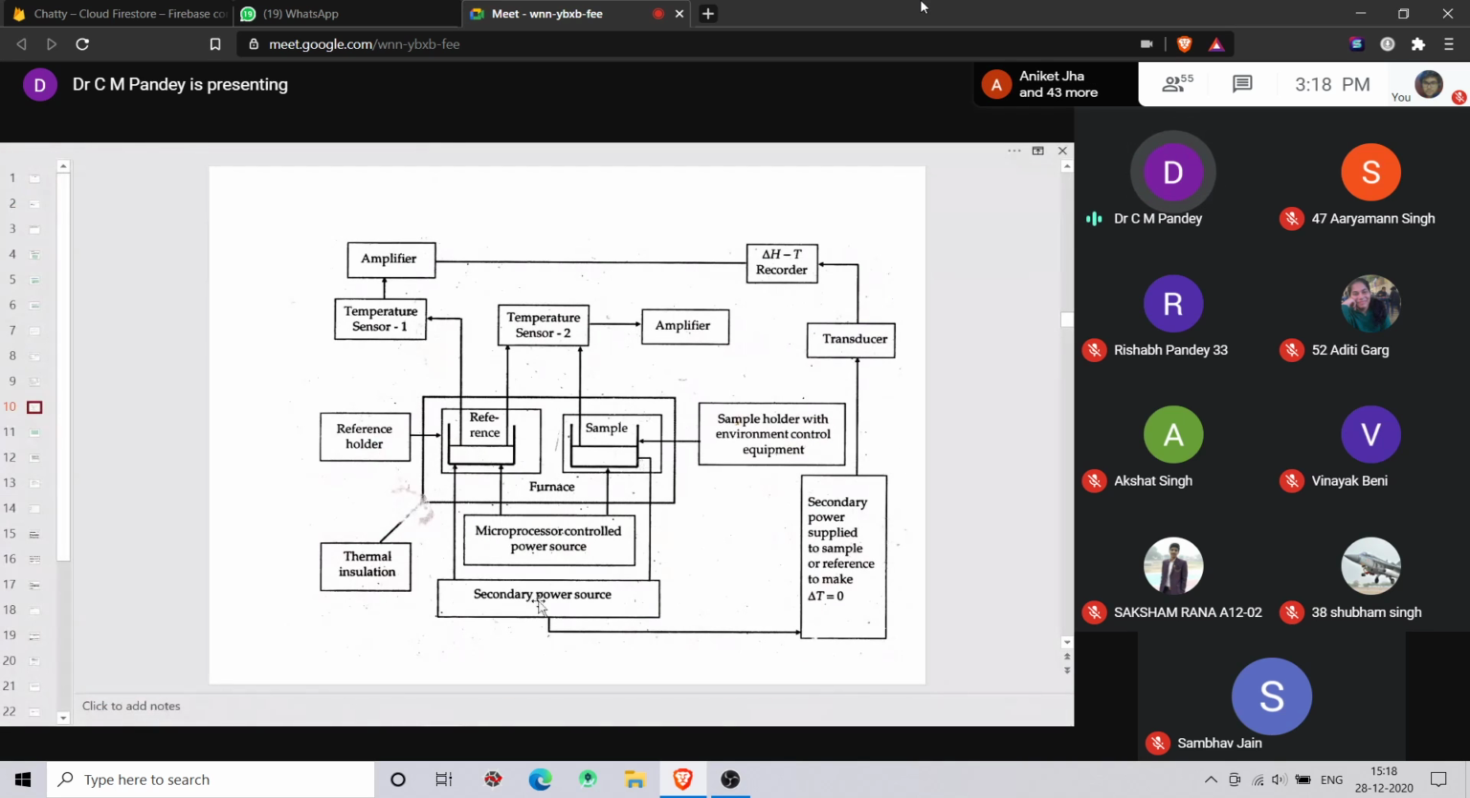So the temperature will increase, so the secondary power source will not provide any heat to the sample, so that its temperature will be equal to that of the reference. And suppose there is some endothermic reaction taking place, the temperature decreases, so it has to provide some heat so that the difference between the sample and reference will be 0. That is, the delta T will be 0. So to maintain delta T equal to 0, the power that is being used is measured in DSC. Clear now? Clear, everyone? Yes, sir.